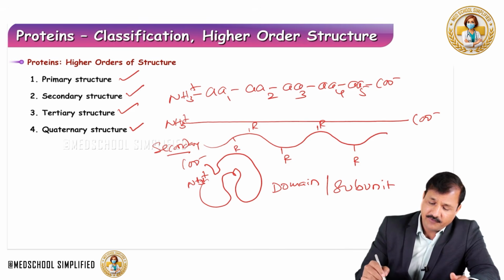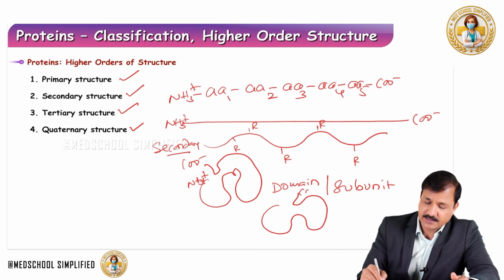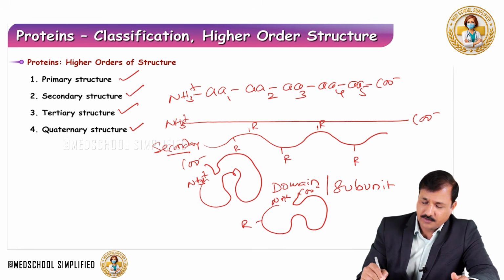And then if a protein has more than one tertiary structure, something like this, and they all have R groups, some of their R groups are free in each of these domains. I am just writing R here. And these R groups can interact with one another.